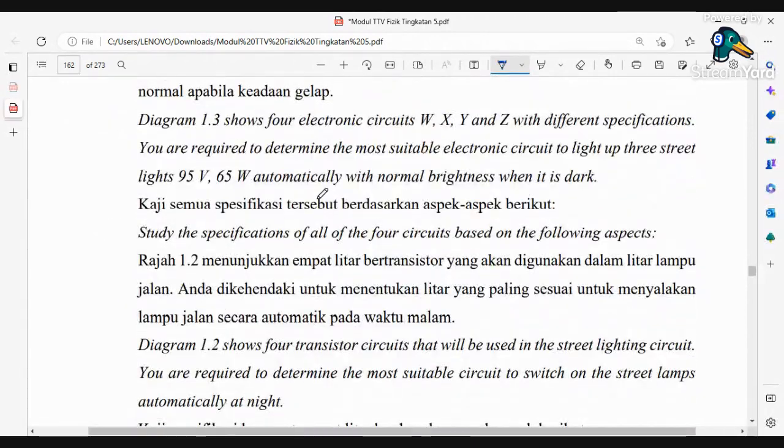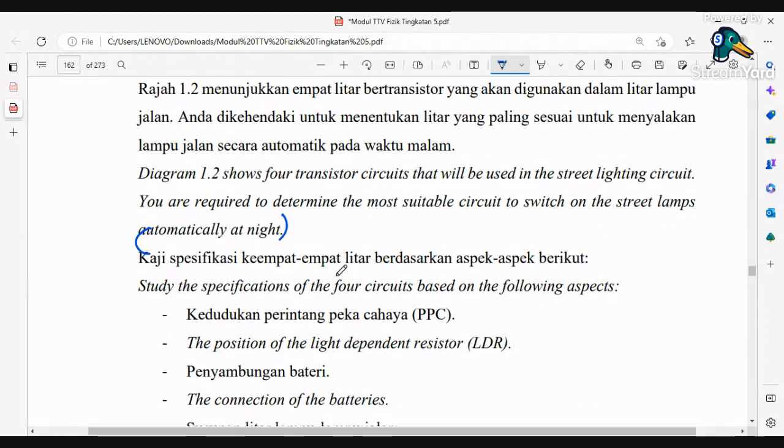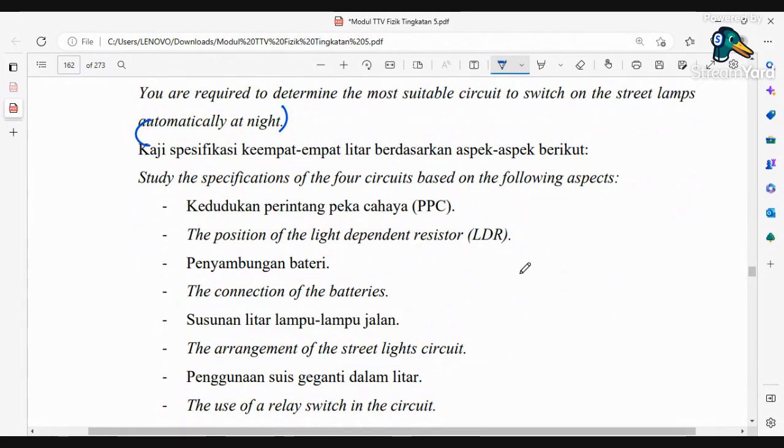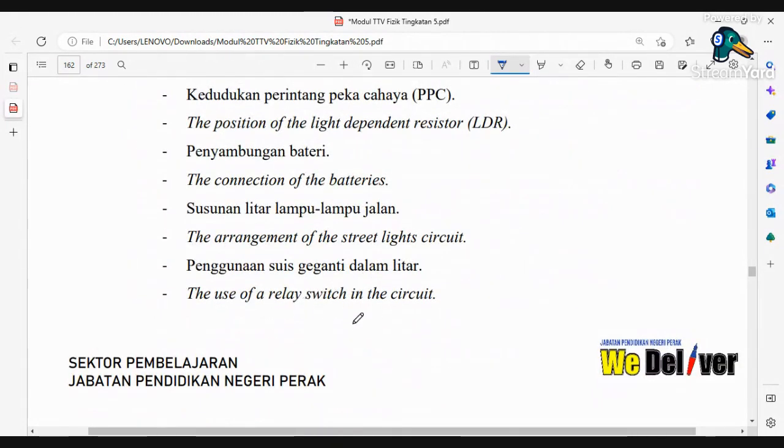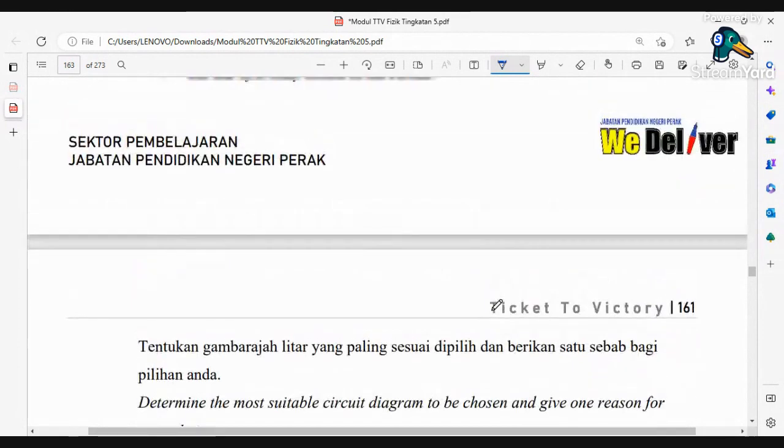Part C, diagram shows 4 electronic circuit W, X, Y, Z, different specification. So this one used to street lightning circuit, the most suitable, so that automatically on at night. Study the position of the LDR, connection of batteries, arrangement of straight line, and use of relay. Determine most suitable diagram to be chosen and give one reason.